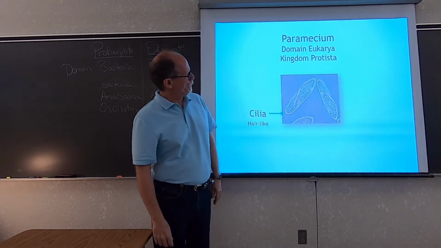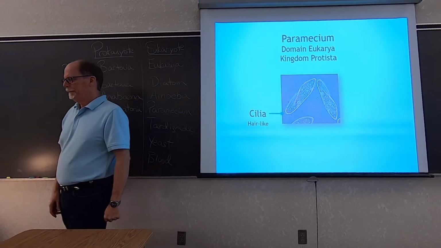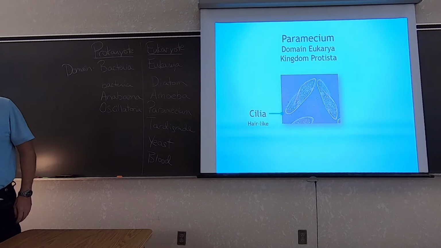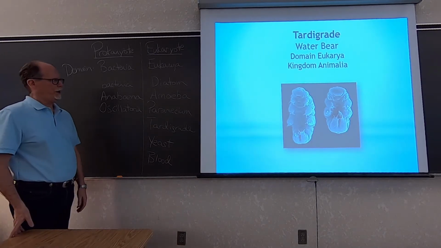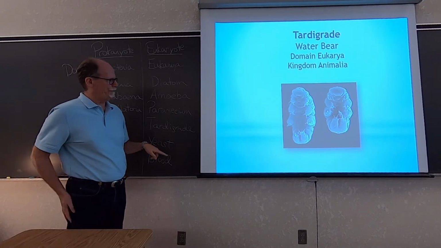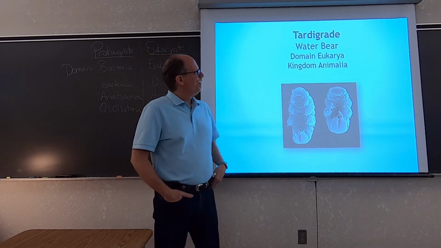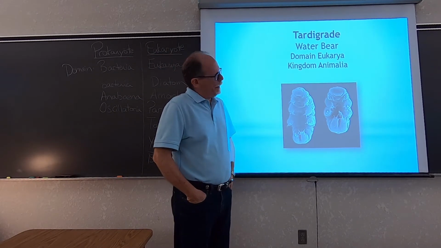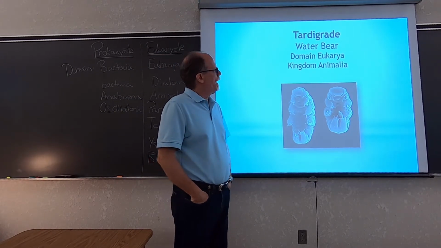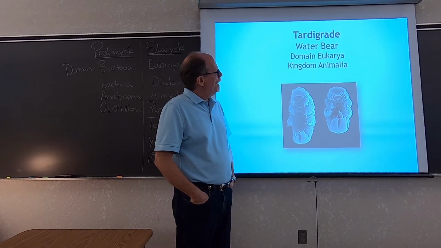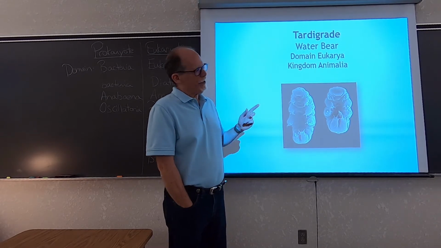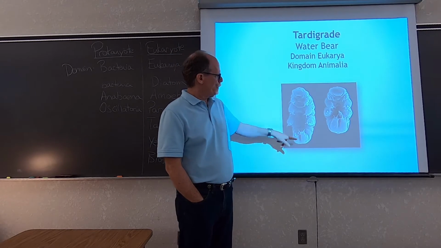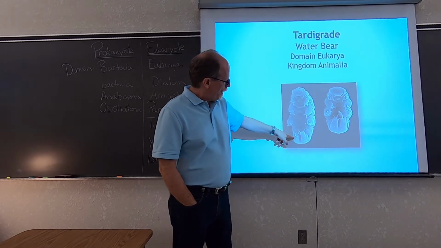And so that's Paramecium. It's a eukaryote, kingdom Protista. Now tardigrade, one of my favorite animals. Another name for it was water bear. Okay, that's a common name. Tardigrade is the genus. So these are water bears.